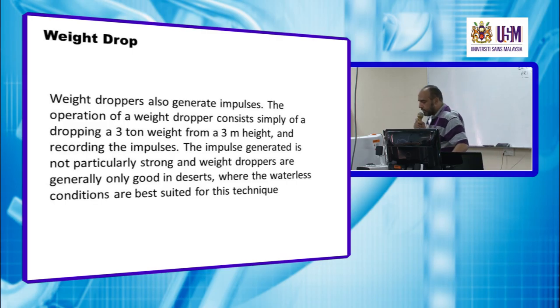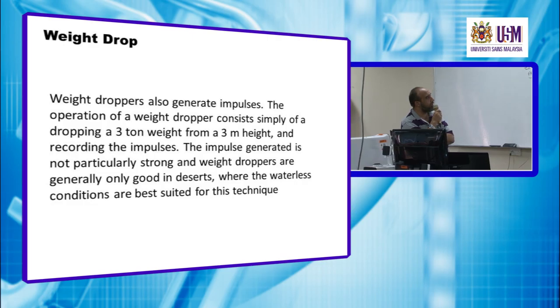Finally, we end up with weight drop and hammer. Weight droppers also generate impulses, so it is part of the impulsive source family. The operation of a weight dropper consists simply of dropping a 3 ton weight from 3 meter height and recording the impulses. The impulse generated is not particularly strong, and weight droppers are generally only good in deserts where the waterless conditions are best suited for this technique.